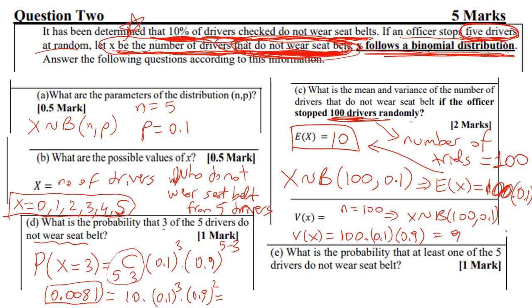What is the probability that at least one of the drivers does not wear a seat belt? It means at least one of 5 drivers, at least one.